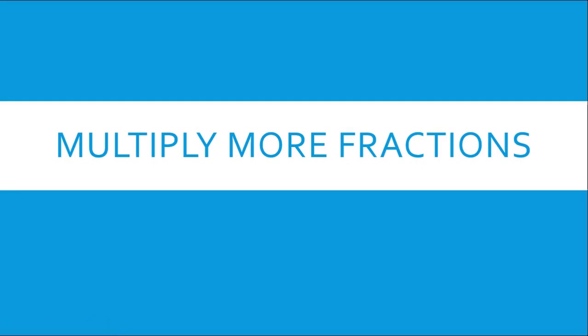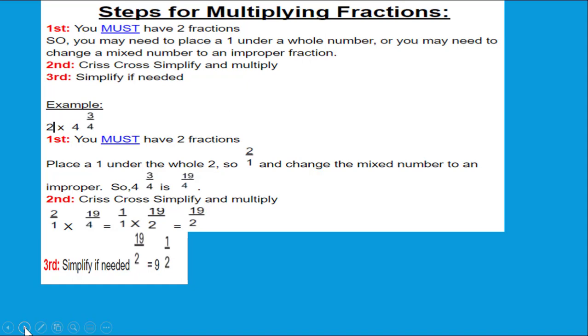Let's multiply mixed numbers. Let's go over the steps for multiplying fractions first. Our first step is that you must have two fractions. So you may need to place a 1 under a whole number, or you may need to change a mixed number to an improper fraction so that you have the two fractions.